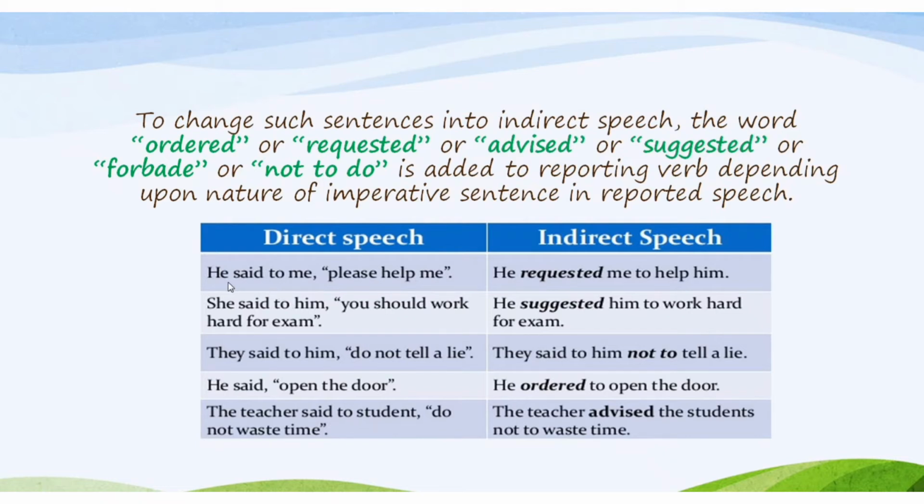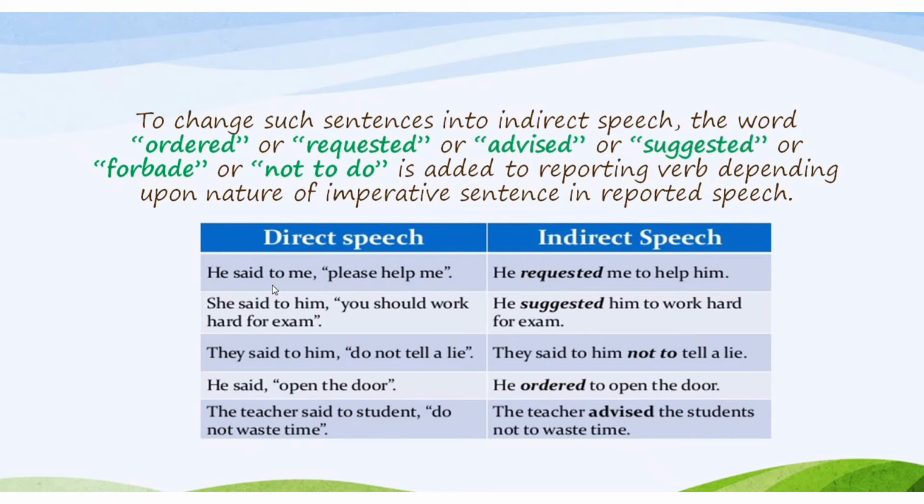You can see the first example: he said to me, please help me. Now first of all we have to observe the nature of the sentence, that which type of sentence this is, what this sentence is expressing, whether it is expressing order, request, advice, suggestion or anything else.